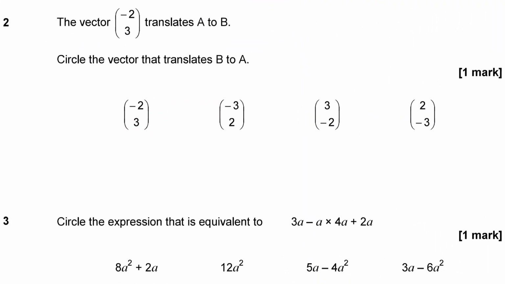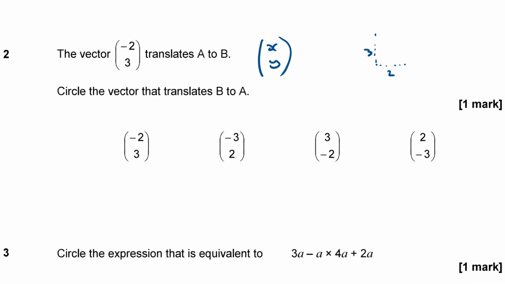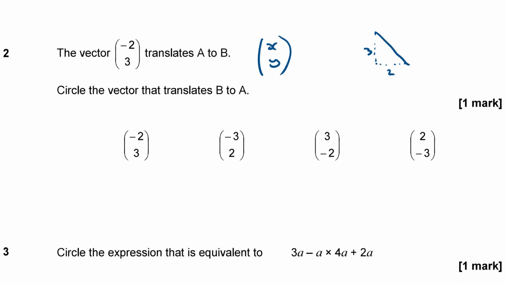Question 2. The vector negative 2, 3 translates A to B. Okay, so what does the vector negative 2, 3 look like? Vector is always given in the form x over y, so that means I'm going negative 2 in the direction of x, or 2 units to the left, and 3 units up. So we're going to end up with an arrow from this point down here, which could be A, and up to that one there, which is B.